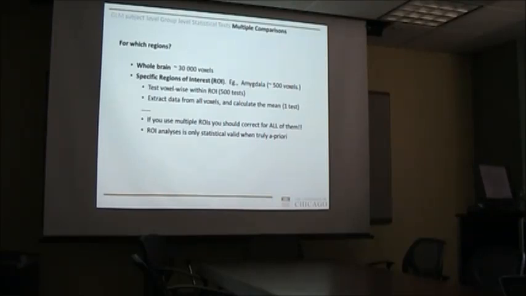And then there are sort of two ways you can do this type of analysis. One would be to still use a voxel-wise analysis within this region, say for the amygdala, within each of these 500 tests. And another way would be to extract the data from this whole region and calculate the mean, right? And then you have a mean amygdala response.